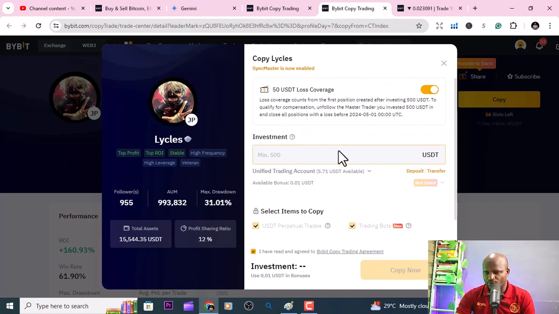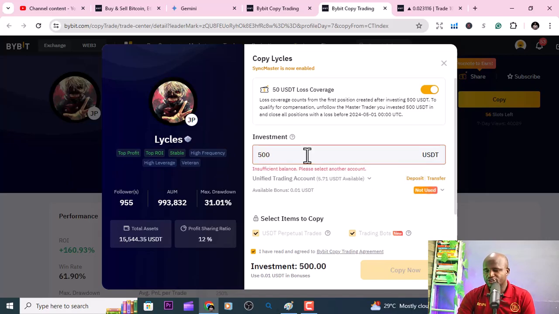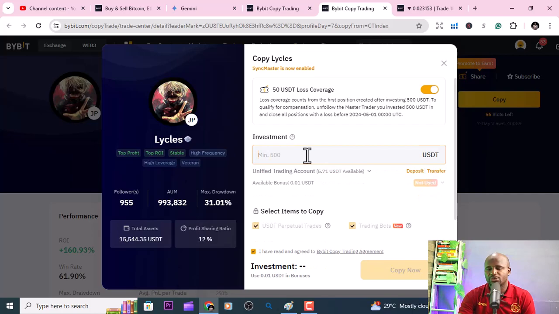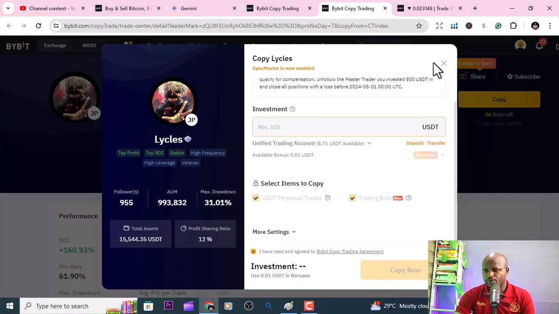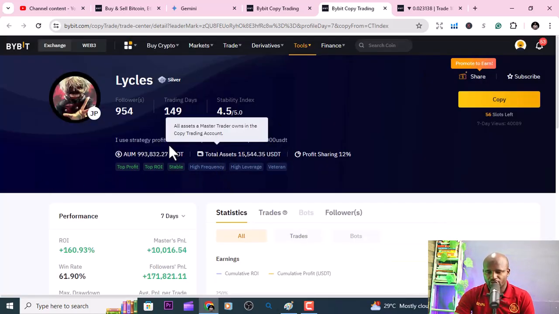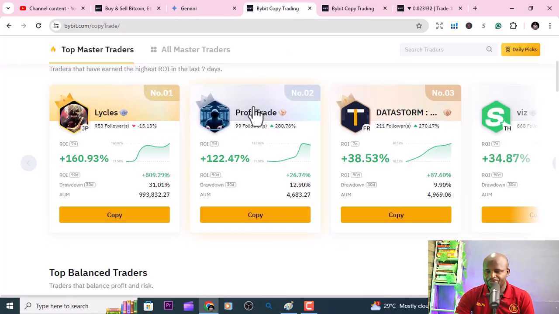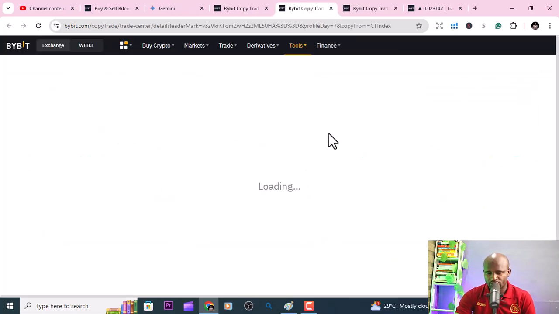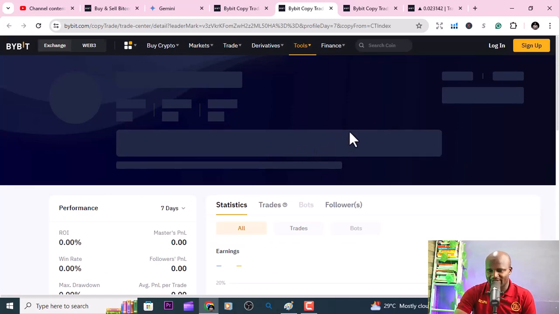What you do is transfer the money to your funding account or whatever account. Once you have that, you can use a unified trading account or whatever they require, then you transfer into it and put in maybe 500. If I transfer the money here, I should be able to copy this person. So this is number one, Lycles. Number two is the prof trade. This person is a new entrant because I've not seen this one before.